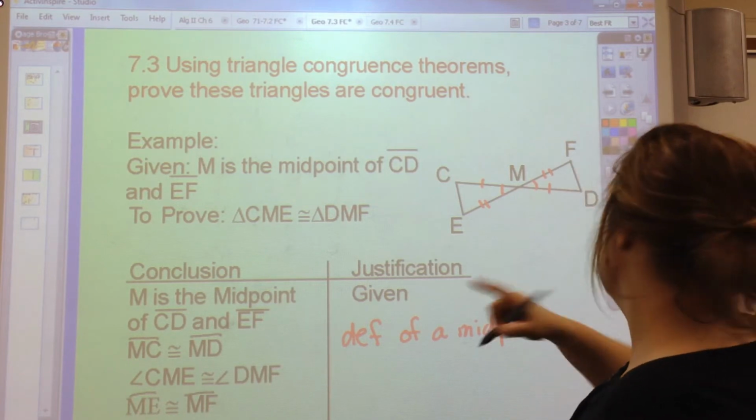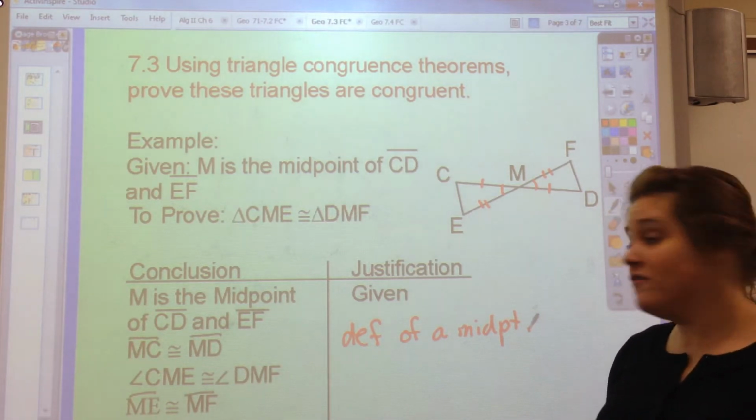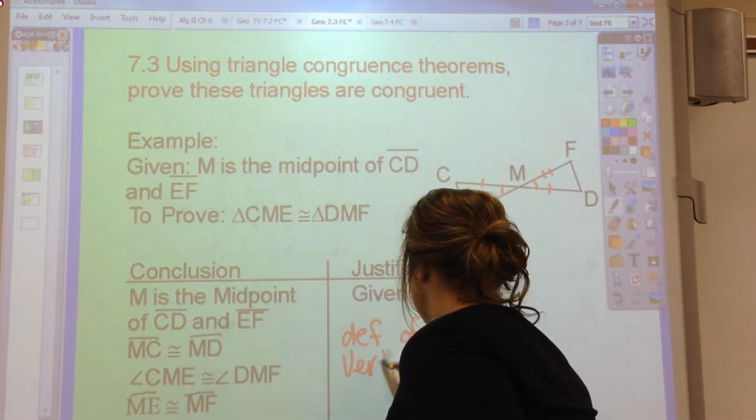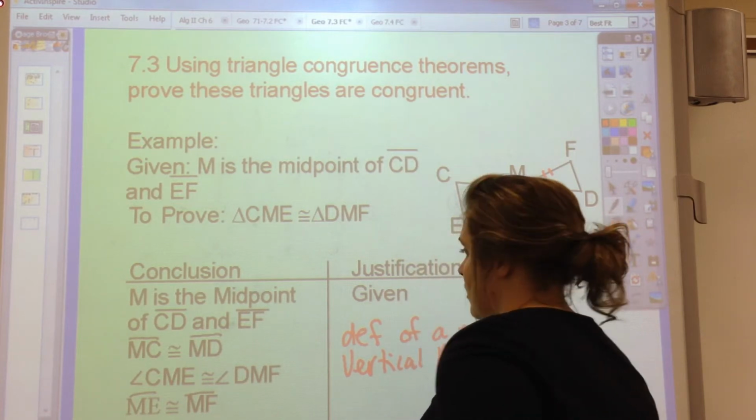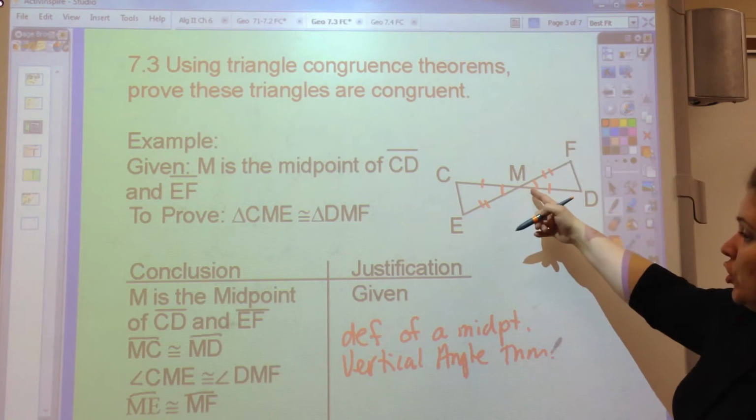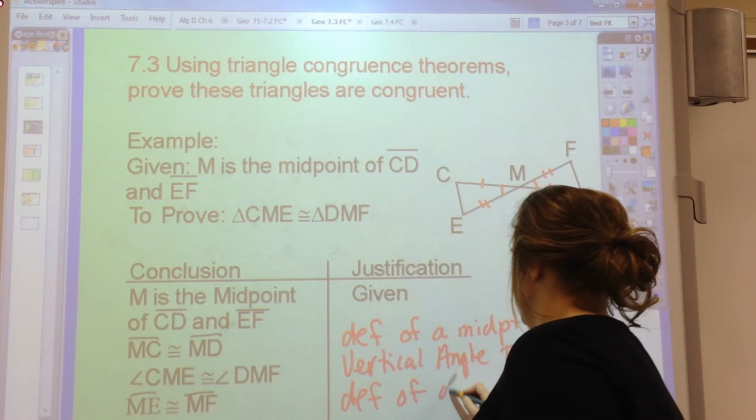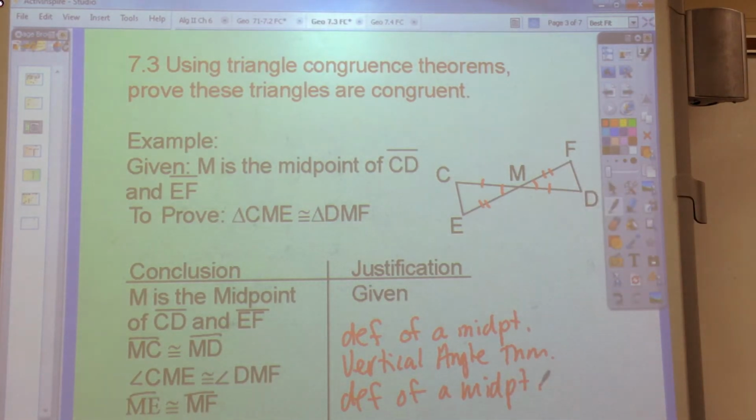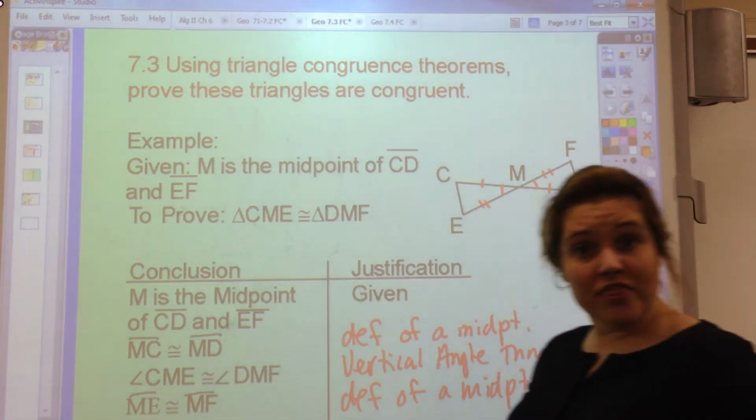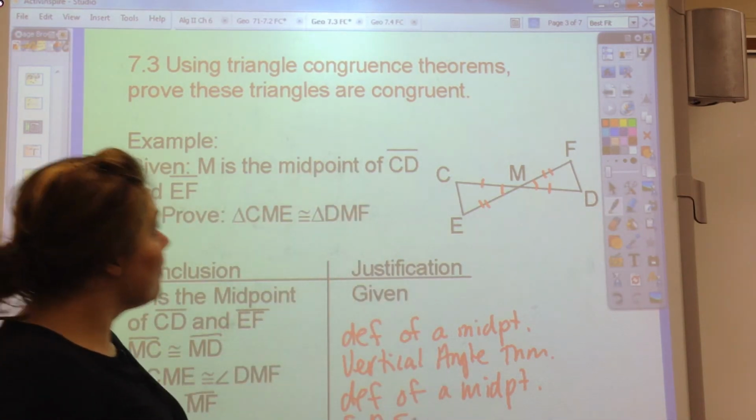Now I can say the angle CME is congruent to angle DMF because of the vertical angle theorem. And now I want to say that ME is congruent to MF because of the definition of a midpoint. And finally, I can say triangle CME is indeed congruent to triangle DMF because of what theorem? Side angle side.